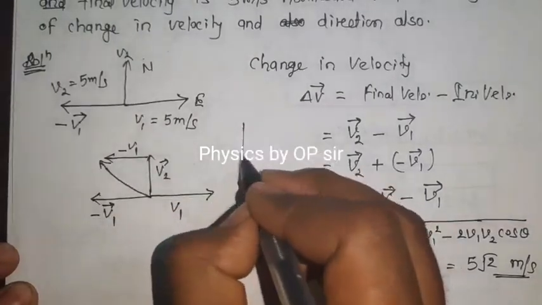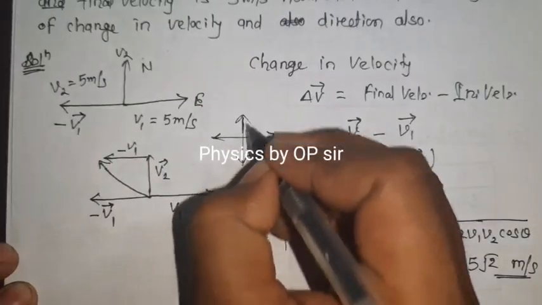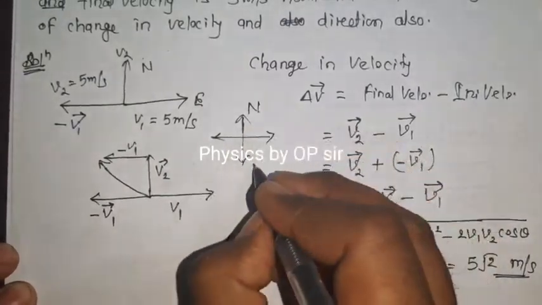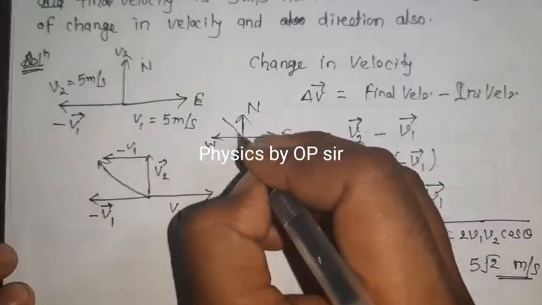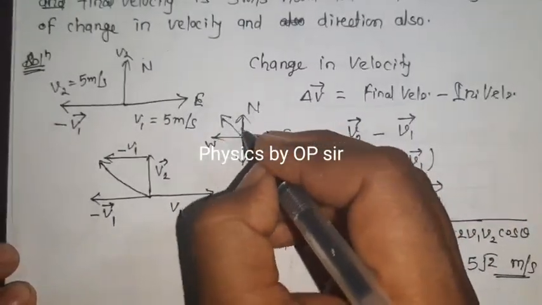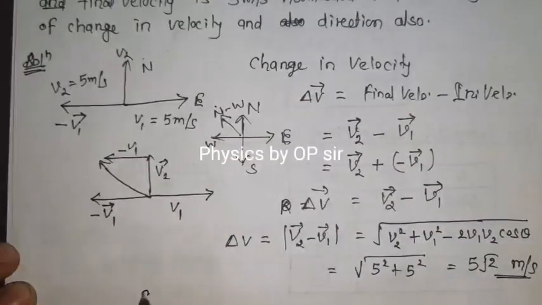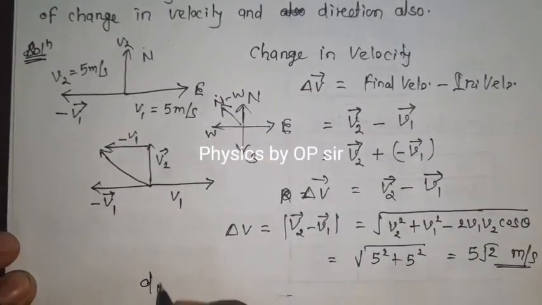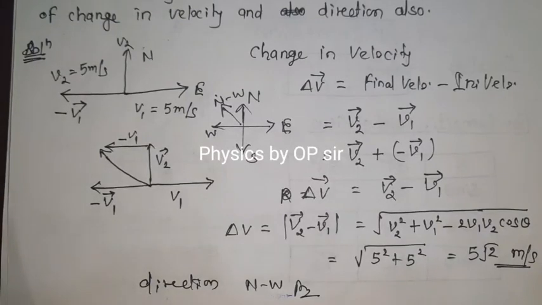Now direction. The direction of the resultant will be this. Which direction is this? We can clearly say this is north, this is south, this is east, this is west. Then this direction is northwest. So the answer for direction is northwest.